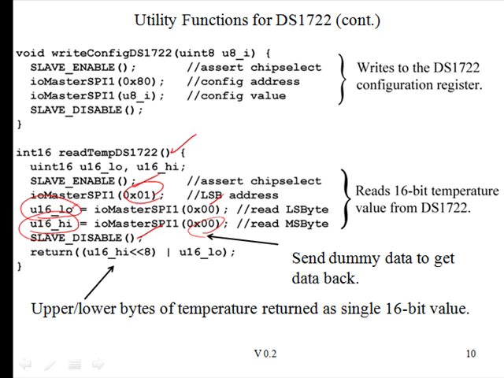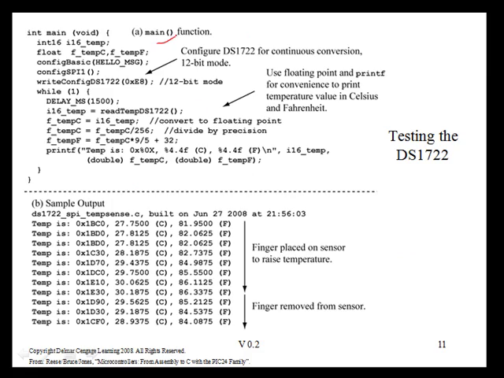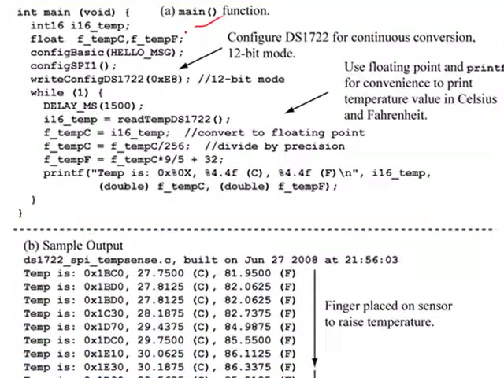Now we have to combine these 2 separate values into one 16-bit value. So the way we'll do that is we'll do a bitwise OR of the low byte with the high byte shifted to the left by 8 positions. That will combine these 2 bytes into one single 16-bit value, and we're going to return that as this function's return value. So this is our main function that exercises this protocol.